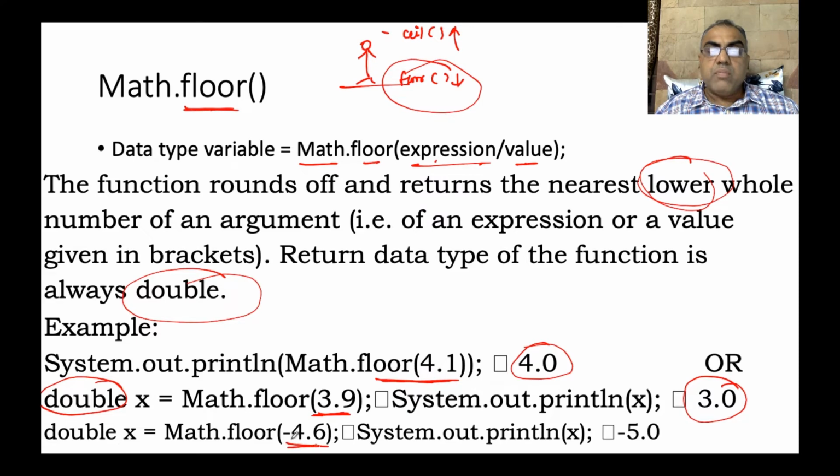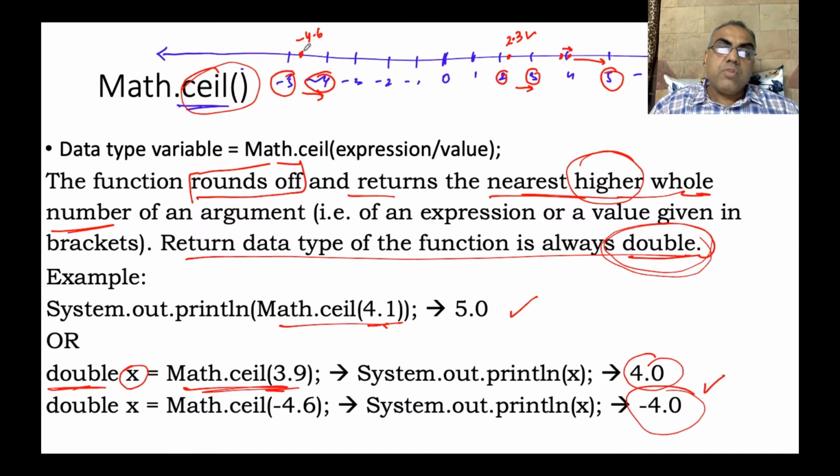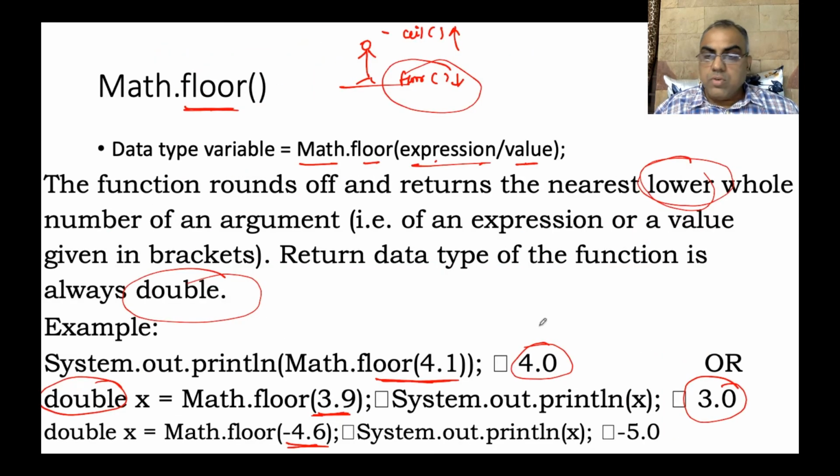So what if the number is minus 4.6? I'm going to take you back here. If the number was minus 4.6, this is the ceil part, this is the floor part. So floor is going to give you minus 5, so that's how your number is going to be, minus 5.0. I hope you guys have understood this.